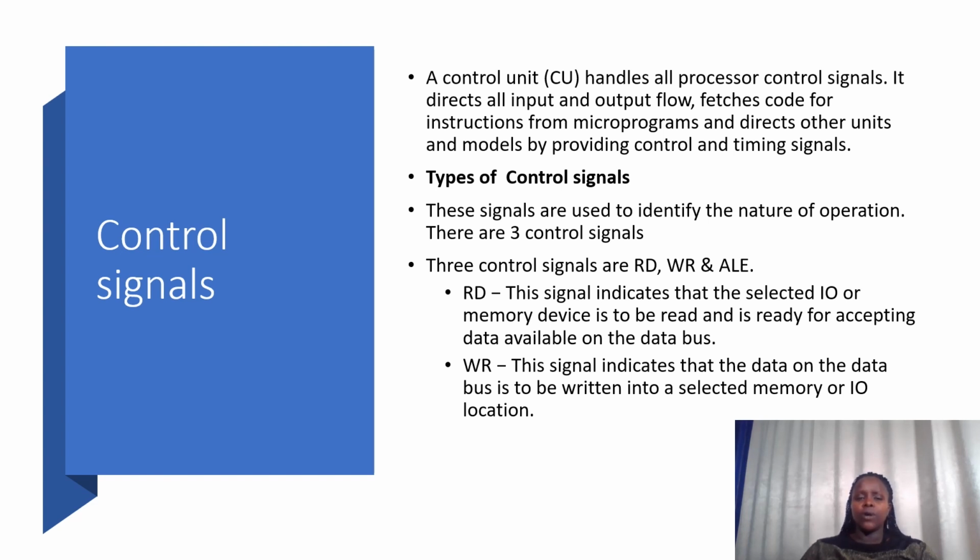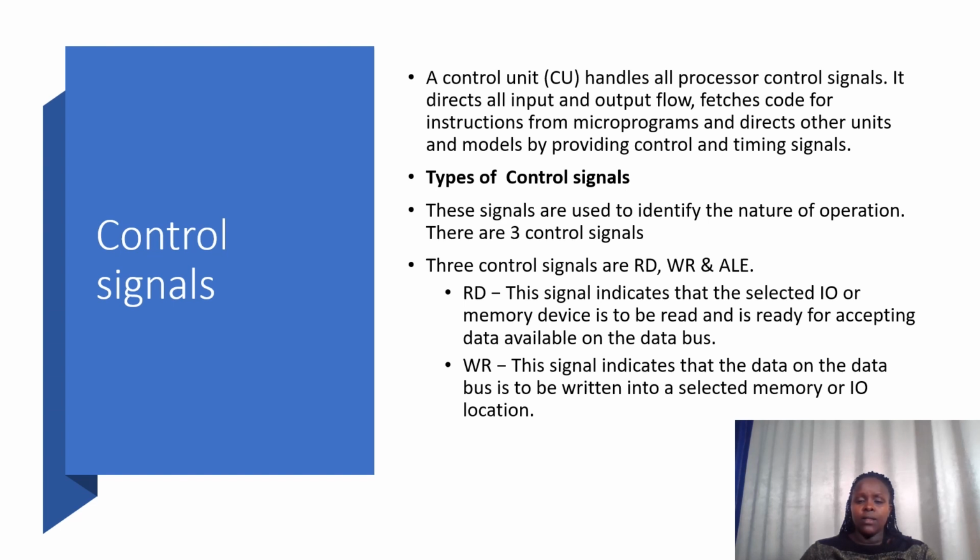The types of control signals. These signals are used to identify the nature of the operation. There are three control signals. The three control signals are RD, which stands for read. The second one is WR, which stands for write. And the last one is ALE, which we'll see is for address latch enable. Let's try to see the explanation for each control signal.